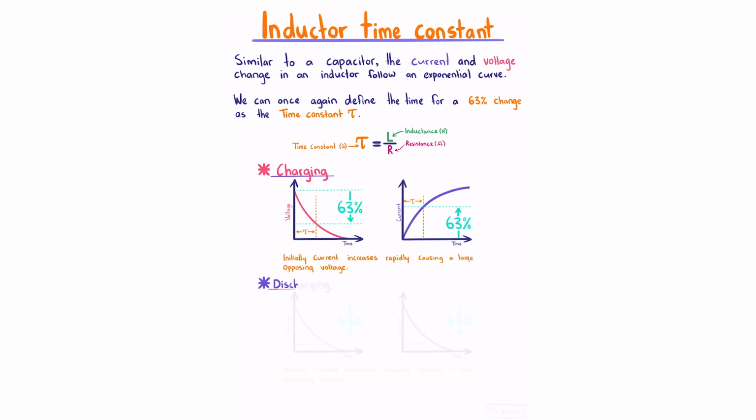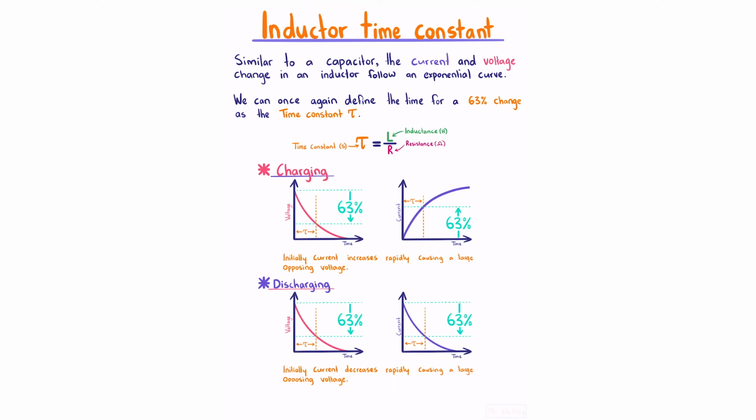For a discharging inductor, initially current decreases rapidly, as we see it doing here, causing a large opposing voltage. And so our large rate of change results in a large voltage or large EMF. As the rate of change of current slows down as it reaches a value of 0, so too does our back EMF. And once again, the time for a 63% change is our time constant tau.